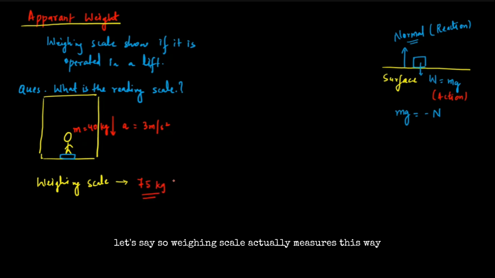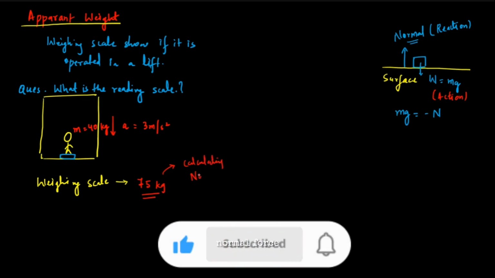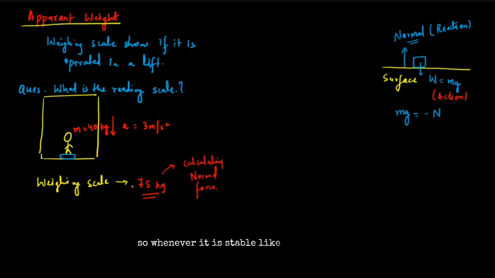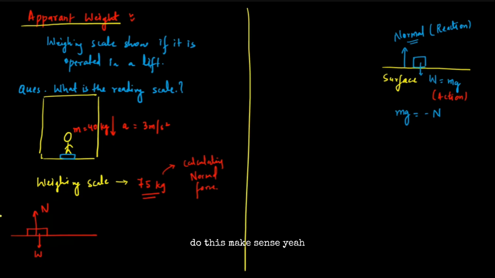So a weighing scale actually measures this weight, or you can say the mass, by actually calculating the normal force. So whenever it is stable, like the weighing scale is kept on a surface which is not moving, it always measures the normal, which is correct, because normal in this case is always equal to weight. But what if the weighing scale is taken into a lift? The whole scene is now moving with a certain acceleration. So whatever this weighing scale is going to measure is called apparent weight. Does this make sense? Yeah.